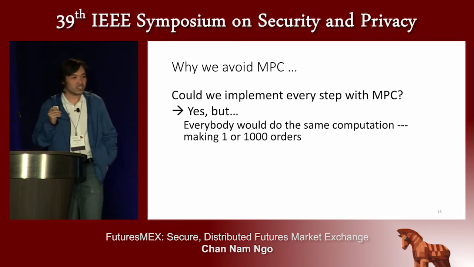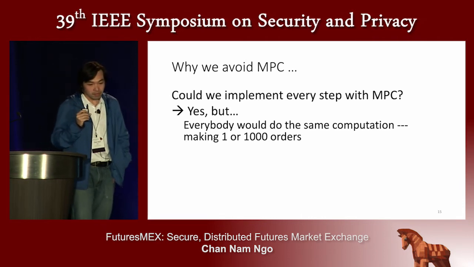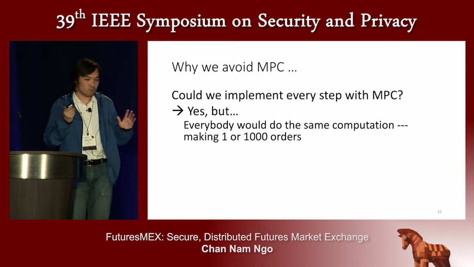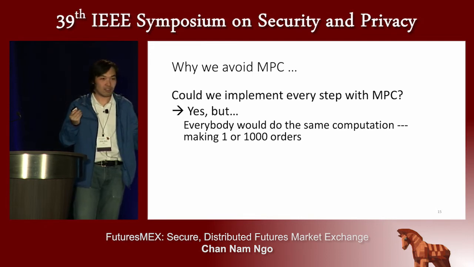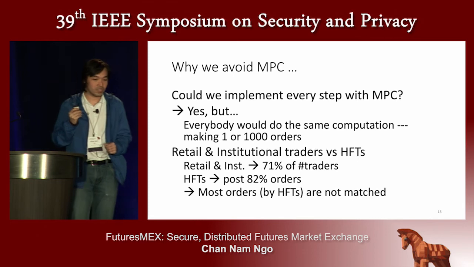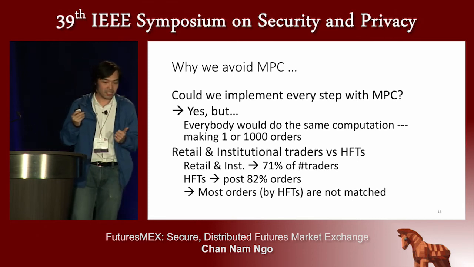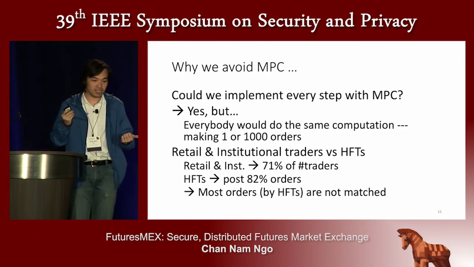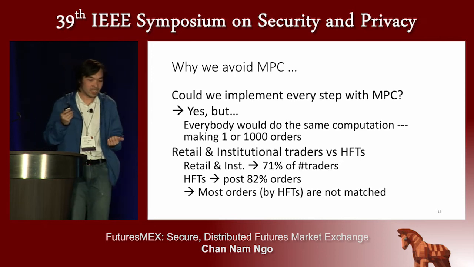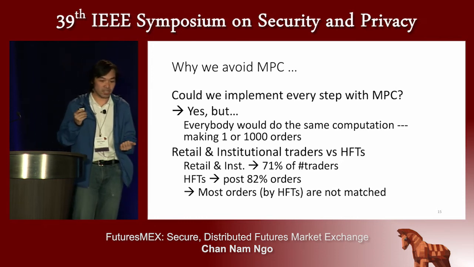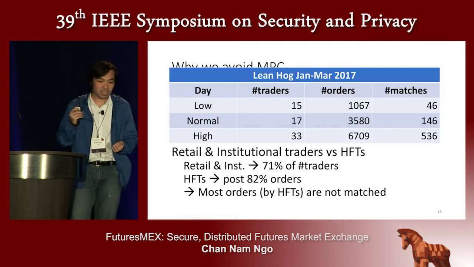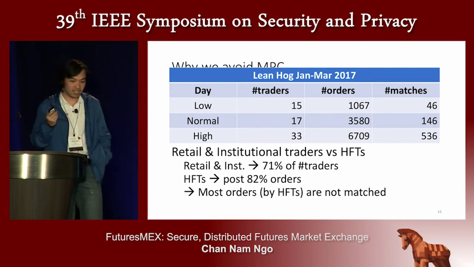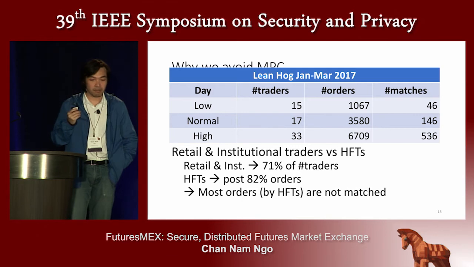The reason why we avoid using generic MPC for everything is that everybody would do the same computation, no matter whether you make 1 or 1,000 orders. This is extremely unfair for the retail and institutional traders, as the high-frequency traders post 82% of orders but are in the minority, because the retail and institutional traders are 71% of the total number of traders. And as we can see from the data that we obtained from the Lean Hog futures in the first quarter of 2017 here, the number of orders is very large compared to the actual matches.